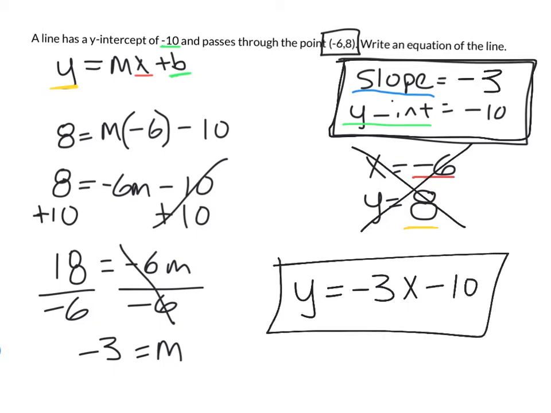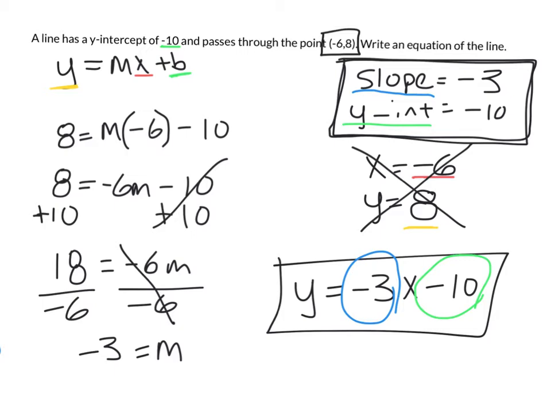And there's my equation for this line that has a y-intercept of negative 10 and passed through the point negative 6, 8. Its equation would be y equals negative 3x minus 10. We can see that this line has a slope of negative 3, and it crosses the y-axis at negative 10.